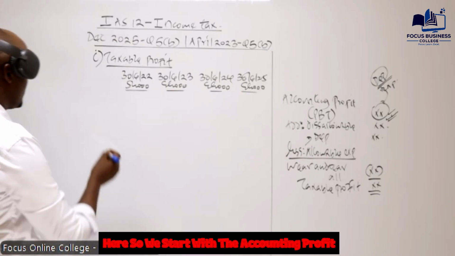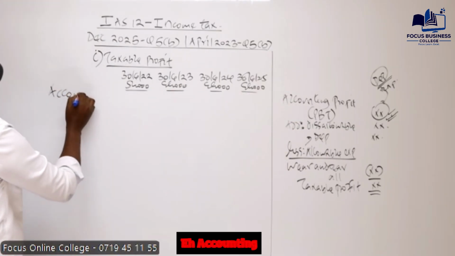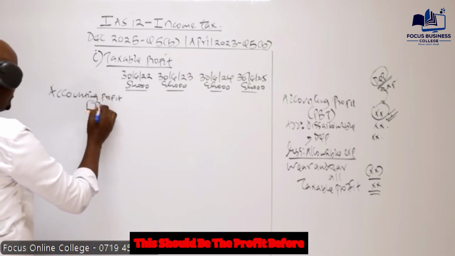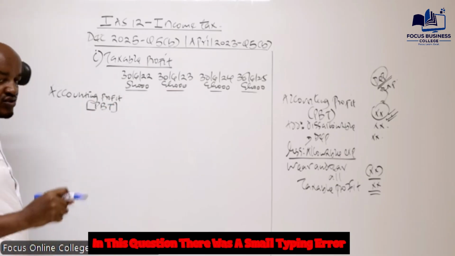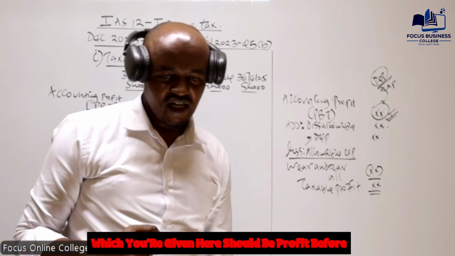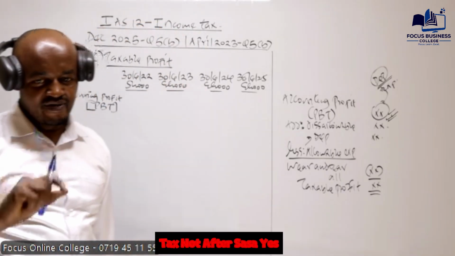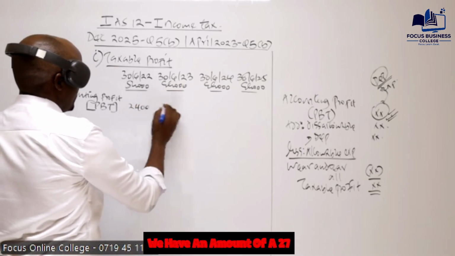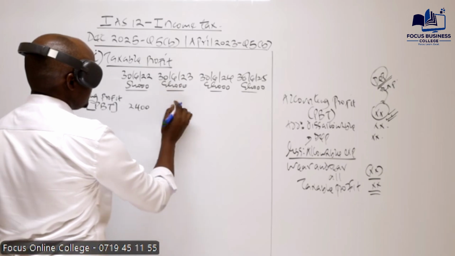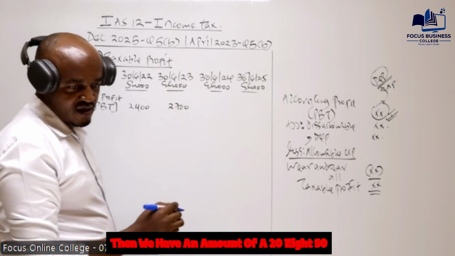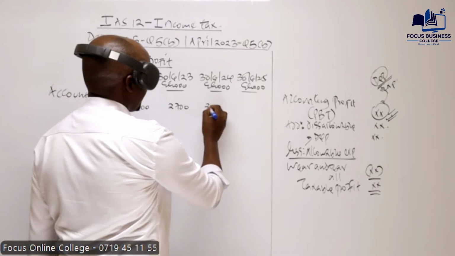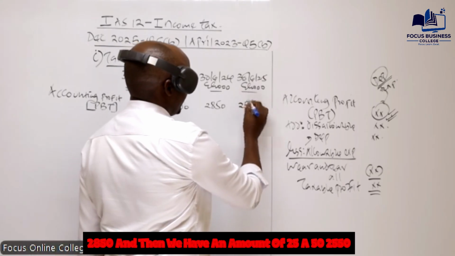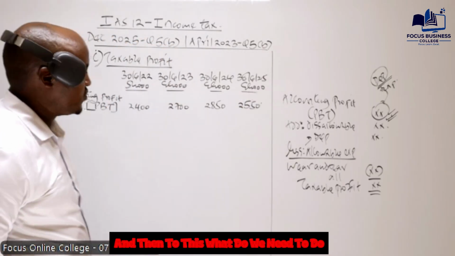So we start with the accounting profit. This accounting profit should be the profit before tax. That's why I've said in this question there was a small typing error. The profit which you're given here should be profit before tax, not after. So let's take those particular figures. We have an amount of 24, 27, 27, then 2850, and then 2550.